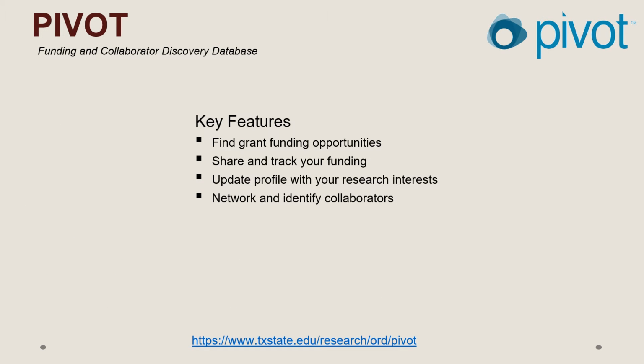The Pivot database is a funding and collaborator discovery database. And so you might consider creating a researcher profile in the Pivot database if you are seeking grant funding opportunities. You can set up your research interests and, based on those interests, you can set up an alert where you'll be notified when there are funding opportunities in your research field. You can also share and track your funding, and you can network and identify collaborators.